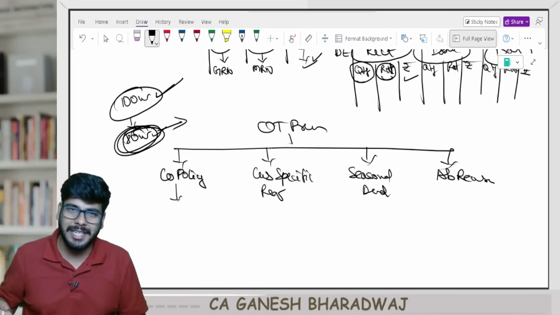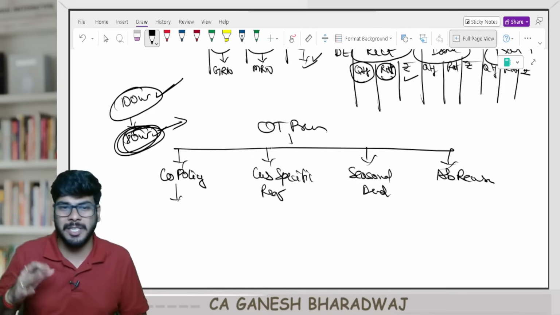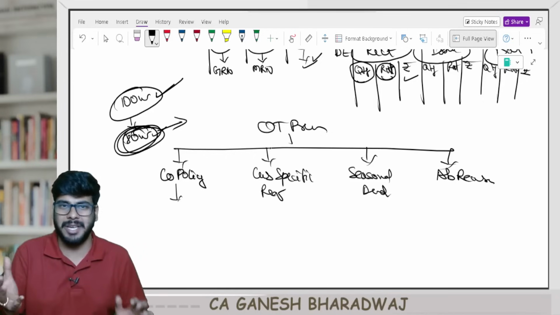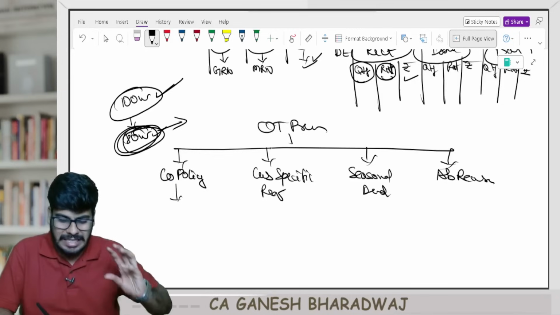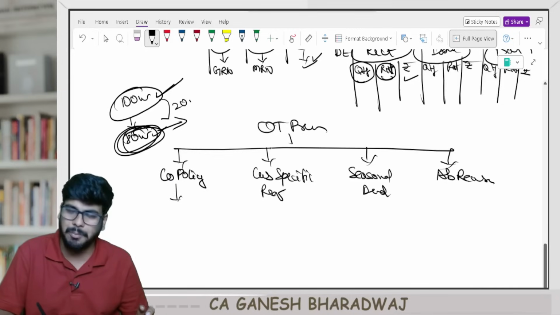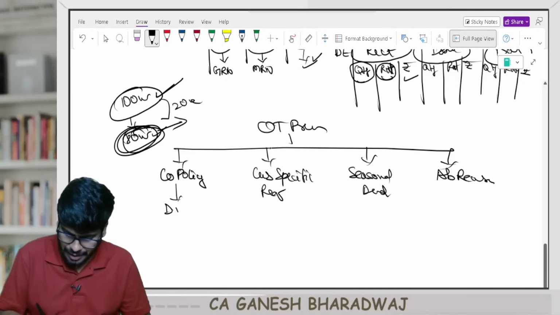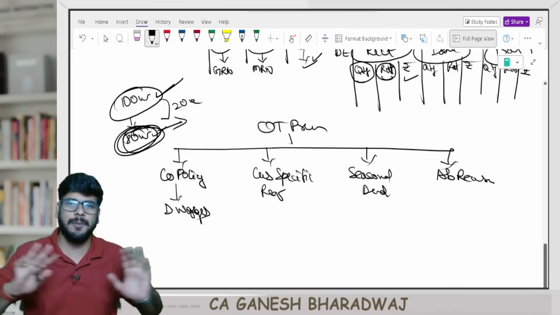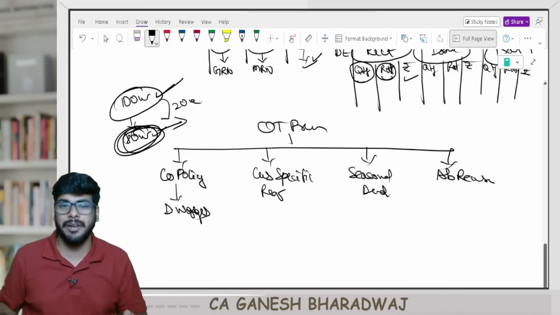What happened in that case? You made them work overtime. So strictly speaking, I will not call this overtime premium, because whatever premium you are paying is basically to save the cost of these extra 20 employees. So treat this as direct wages only and charge it to all the jobs proportionately, evenly. Clear with this, guys?